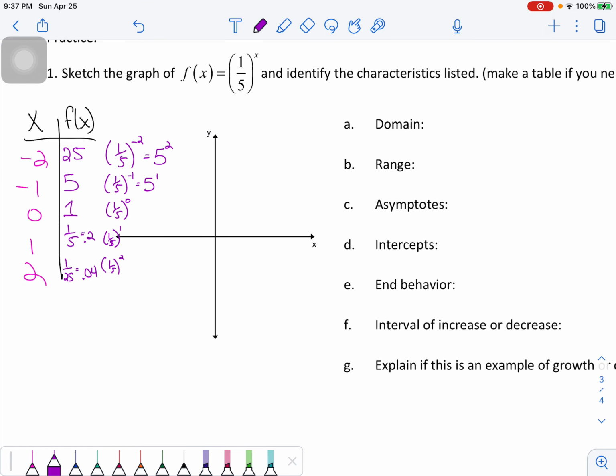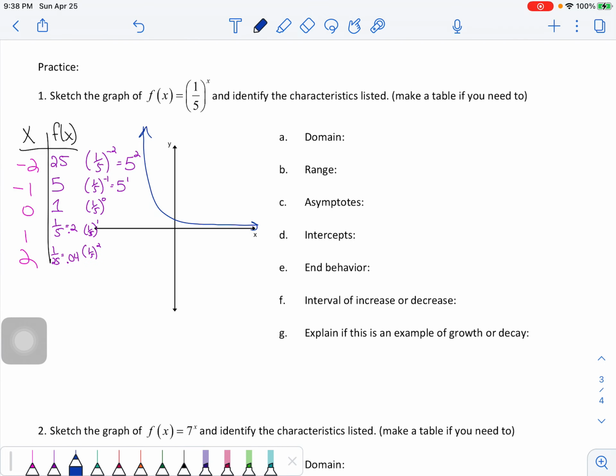Now, whether or not I know the exact values for the decimals or things like that, here's what I notice. As I have larger negative numbers, -2, I've got this huge f of x value of 25. When I have a larger x value that's positive 2, I've got this really teeny tiny decimal. So basically what this tells me is this graph, now this is a sketch, so I don't have to be perfect about it, but this is exponential decay.